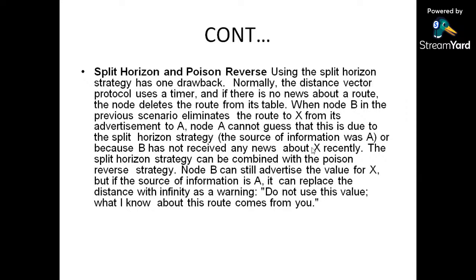So the split horizon strategy can be combined with the poison reverse strategy. B can still advertise the value of X, but with a distance of infinity as a warning. So do not use this value, what I know about the route comes from you.